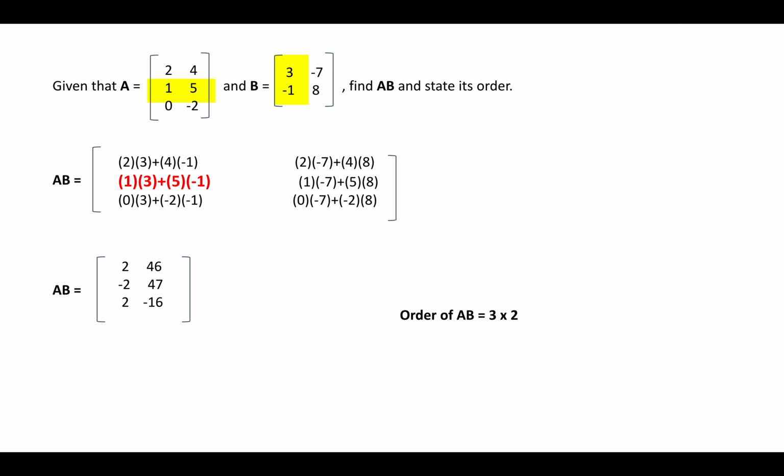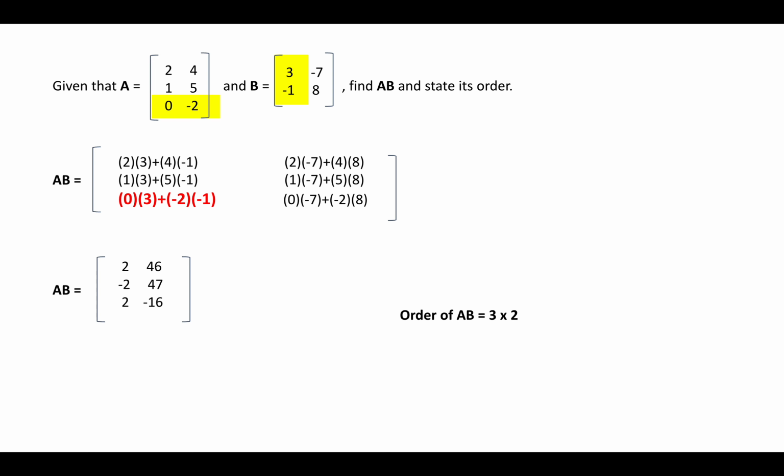So we move on now to the second row, first column. Instead of using 2, 4, now we'll use 1 and 5. And again, it's the same process. First number with the first number, second number with the second number. So 1 times 3 plus 5 times negative 1. You can think of it as the middle left, which will get us the result. And then moving on to the third row, we repeat the process one more time. This time round it is 0 and negative 2. So 0 times 3, negative 2 times negative 1.